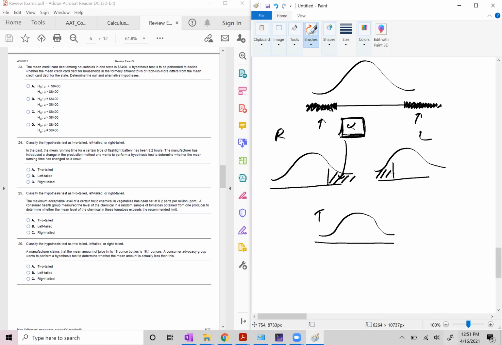You give your whole alpha, the error that you allow, to the left if it is a left tail. If it is a two tail, you split your alpha into two parts and give one half to the right and one half to the left. Okay, that's how you do the calculations when it comes to right, left, and two tail tests. So therefore, your critical values will change depending on that. So that's why you need to understand how to categorize your test.